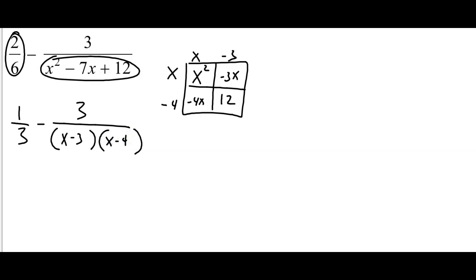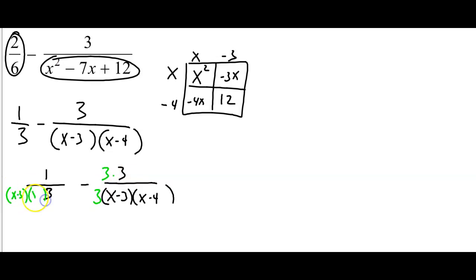Now we want to get a common denominator. So I'm going to multiply the right side by a 3 because it needs a 3. The left side needs an x minus 3 and an x minus 4. Put these together, we get 9.